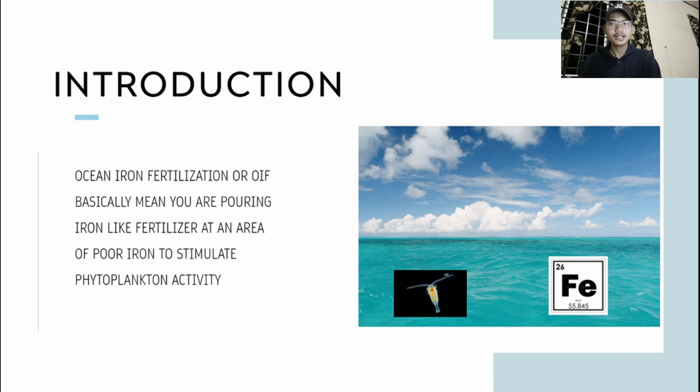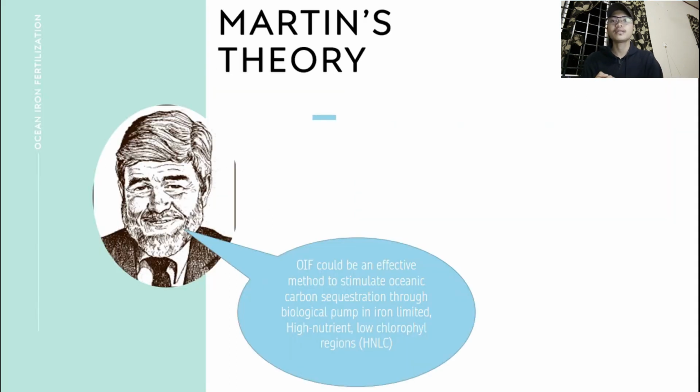Okay, so why do we need to study ocean iron fertilization? Next is by John Martin. John Martin's theory is that OIF could be an effective method to stimulate oceanic carbon sequestration through the biological pump in iron limited, high nutrient, low chlorophyll regions, or what we call HNLC regions. So what is John Martin trying to suggest?